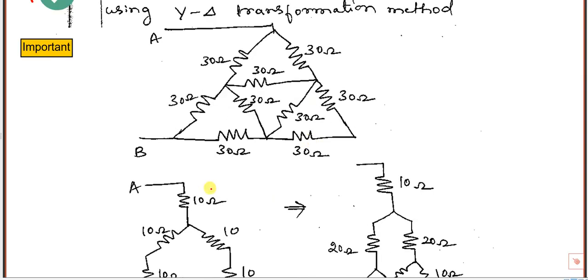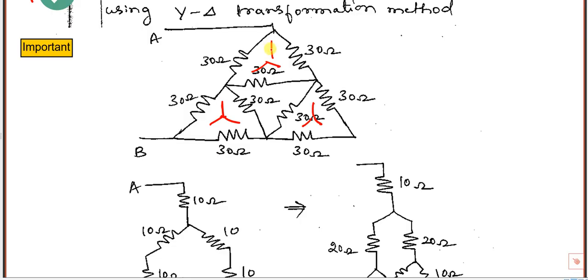Okay. By looking at this, we can see that there are three delta networks. This is one delta, this is another delta, this is another delta. So we can convert it into star here. Here also I can convert it into star. Here also I can convert it into star. Since all resistances are equal, the equivalent resistance is 30 into 30, this value.